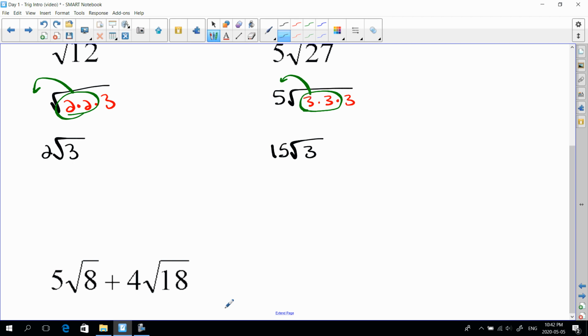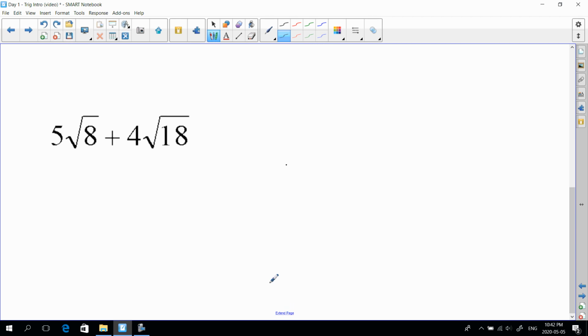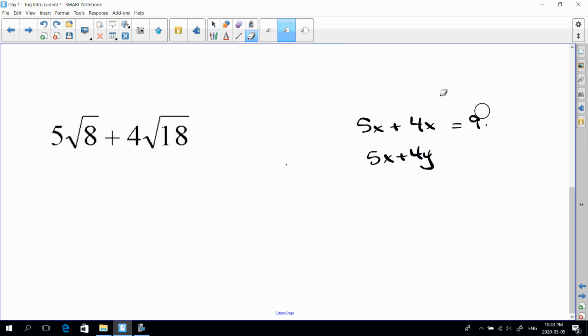Same idea here, but I'm trying to add these two terms. The only way you can add radicals is if they're like radicals, just like I can add like terms. If this had 5x plus 4x, I could call it 9x. If it says 5x plus 4y, it doesn't simplify. I can't combine x's with y's, just like I can't combine root 8's with root 18's. So it looks like there isn't a whole lot I can do with it.